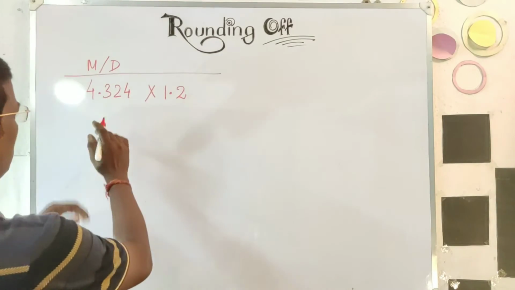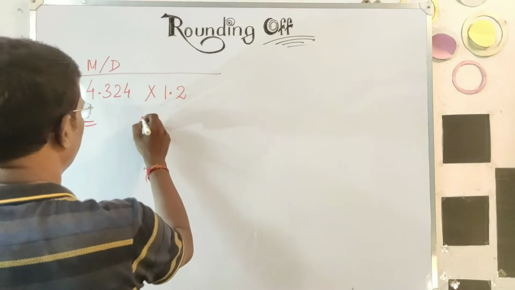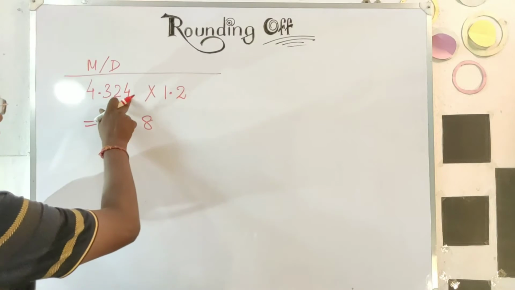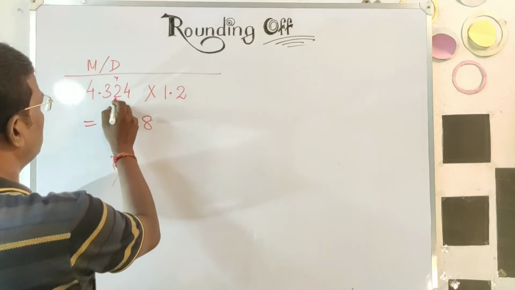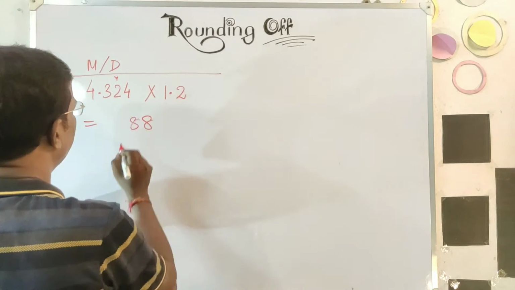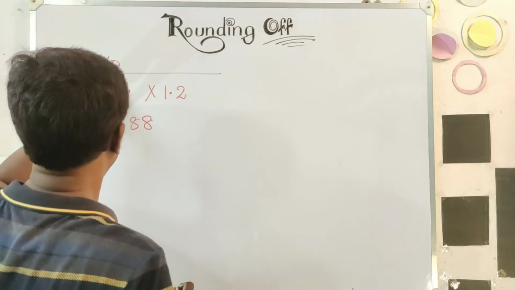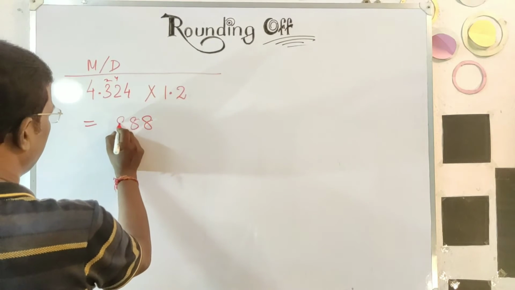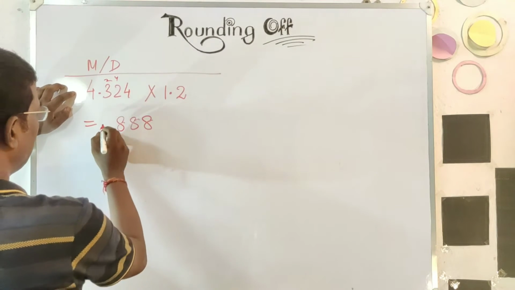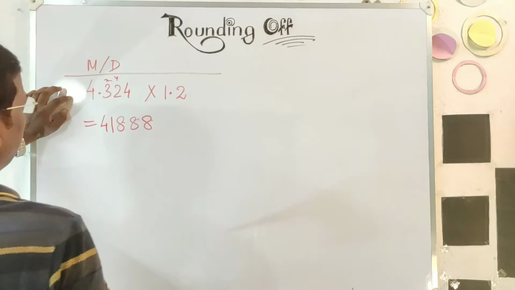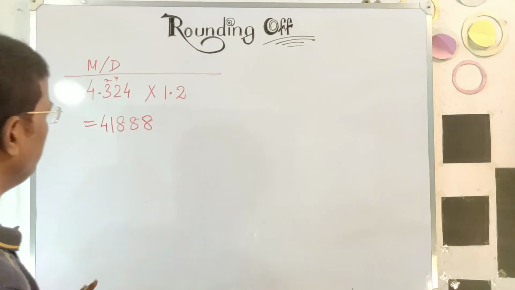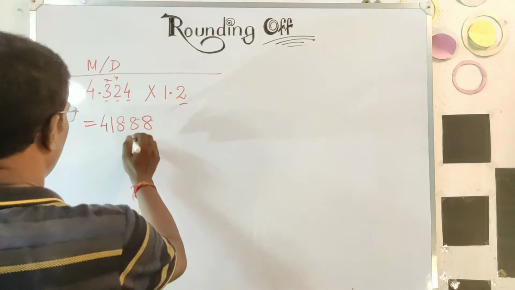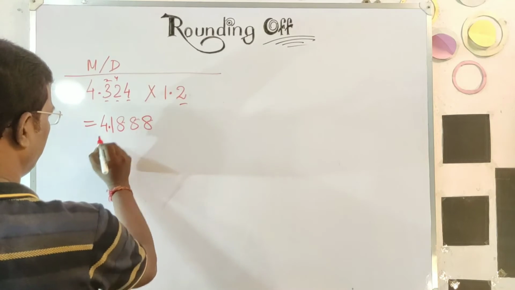We'll do a normal multiplication here. 12 4s are 48. I'll ignore the decimal first while multiplying. 12 4s are 48, 4 carry. 12 2s are 24 plus 4, 28. 2 carry. 12 3s are 36 plus 2, 38. 3 carry. 12 4s are 48 plus 3, 41. Now for the decimal, 1 2 3 places, so 4 places: 4.1888.